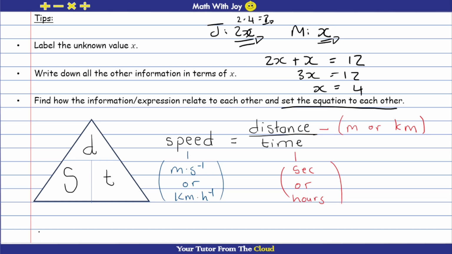Just make sure that you also remember the formula for speed. Speed, which can be measured in meters per second or kilometers per hour, is equal to distance over time. This can come in handy a lot. If you want to work out speed, you need to take the distance and divide it by the time. If you want to work out the time, you need to take the distance and divide it by the speed. If you need to work out the distance, you take the speed and multiply it by the time.